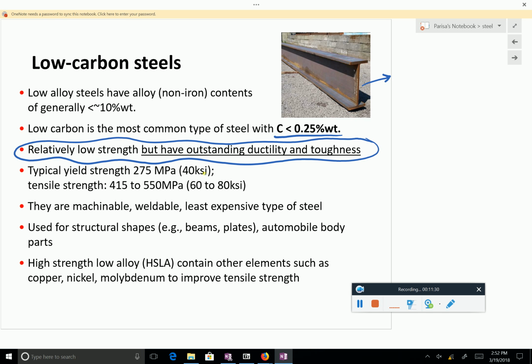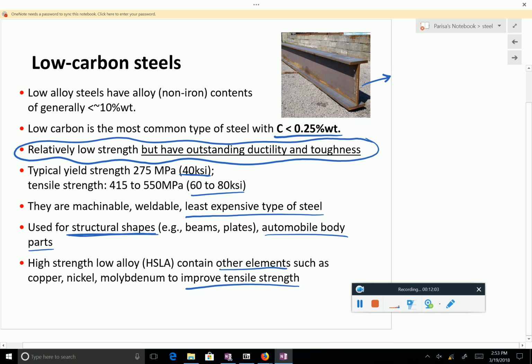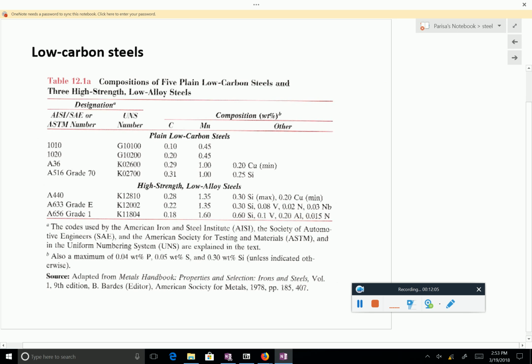The yield strength is about 40 KSI. The tensile strength can be up to 80 or even sometimes 100 KSI. These are cheap types of steel, another good reason to use them. And they're used for structural shapes, something that we care about. If you were mechanical engineers, you would want to know that they're also used in automobiles. And sometimes you add other elements to improve the tensile strength of these steels. So these are a few facts about these steels.